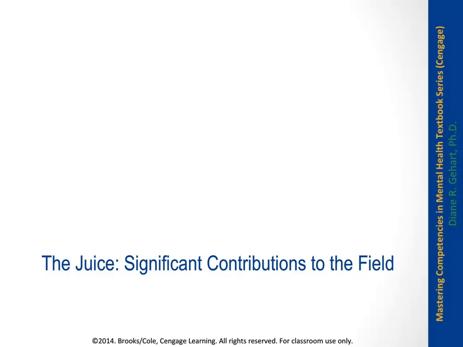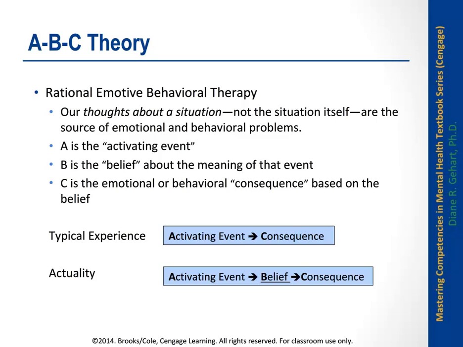So now I want to highlight what I think is one of the more significant contributions to the field by CBT therapists. I'm going to talk about Ellis's ABC theory of change. It is a cognitive model, but there's a version of this in all the different schools. The basic idea is that most of us have a life experience, which they call an activating event, and then there's a consequence. We experience a mood or a behavior.